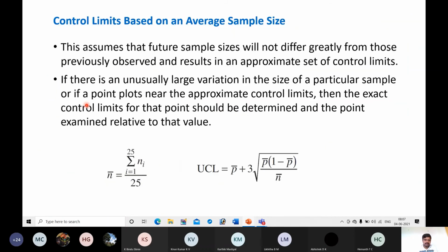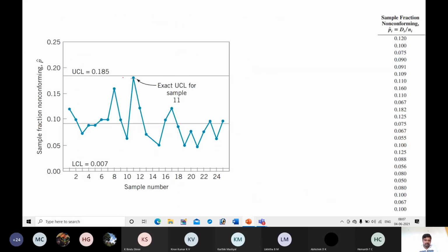here there is a consideration. You have to consider this point. If a point plots near the approximate control limits, then exact control limits for that point should be determined and the point examined relative to that value. Here, if you look at the control chart, there is a point very near to the upper control limit. Since these are approximate control limits, you should evaluate in detail by considering actual control limits.